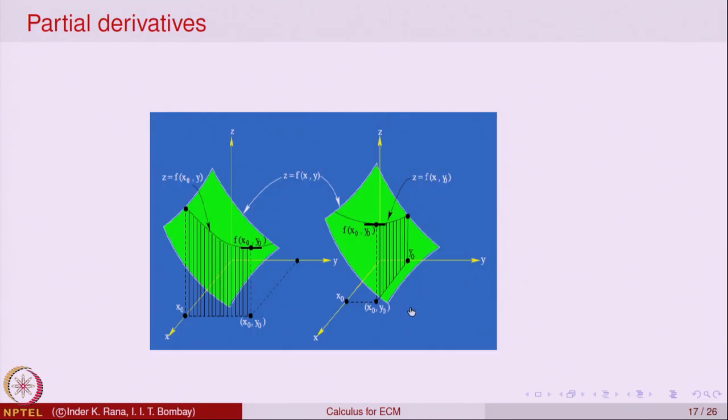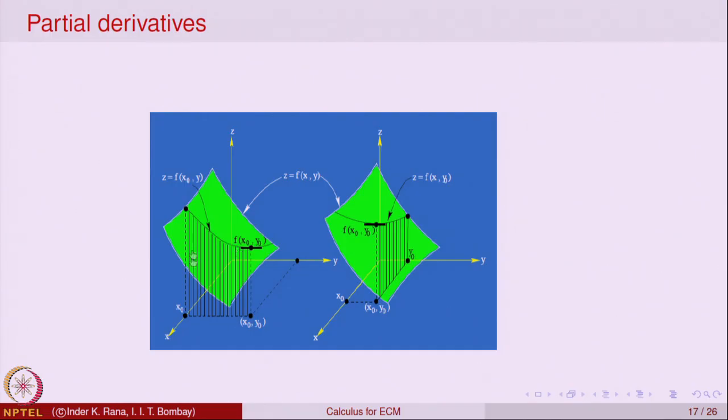So, you get two curves, right. This is the domain and that is the curve. So, it is a function of one variable. You can ask whether this is differentiable at the point x naught, y naught. Similarly, whether this is differentiable at the point x naught, y naught.